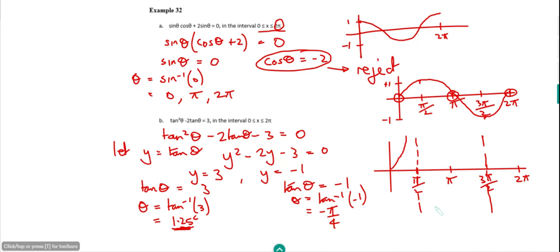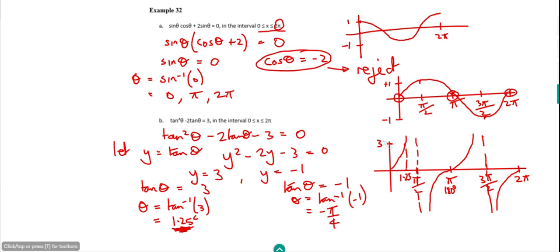Tan would look like this, going through at pi, because that's the equivalent of 180 degrees if we think about the tan graph when it's measured in degrees, and then also that part of the tan graph. So this first one, 1.25, has actually given us the value which would give us 3. So that's 1.25 there.